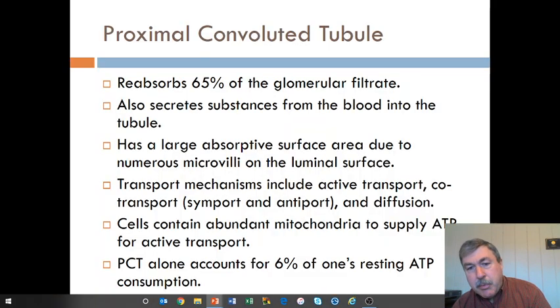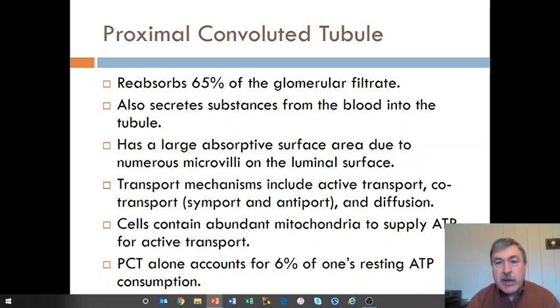So the next part of the nephron after the renal corpuscle, which consists of the glomerulus and the glomerular capsule, is the proximal convoluted tubule. And in the proximal convoluted tubule, approximately 65% of all of the glomerular filtrate is reabsorbed back into the bloodstream. So these are mostly useful substances, things like electrolytes and also nutrients like glucose, amino acids, any other thing that would be of use to the body.